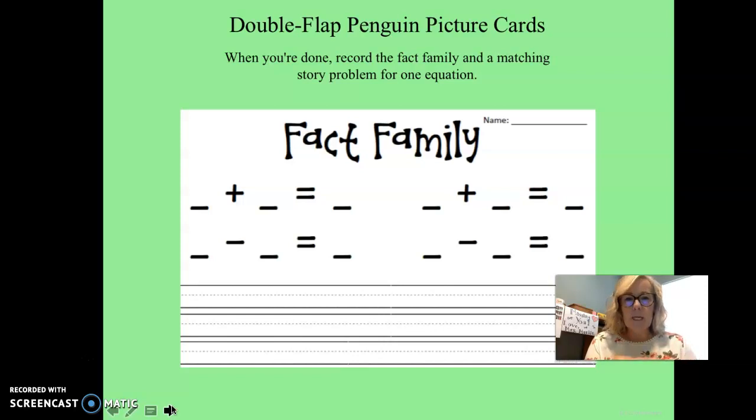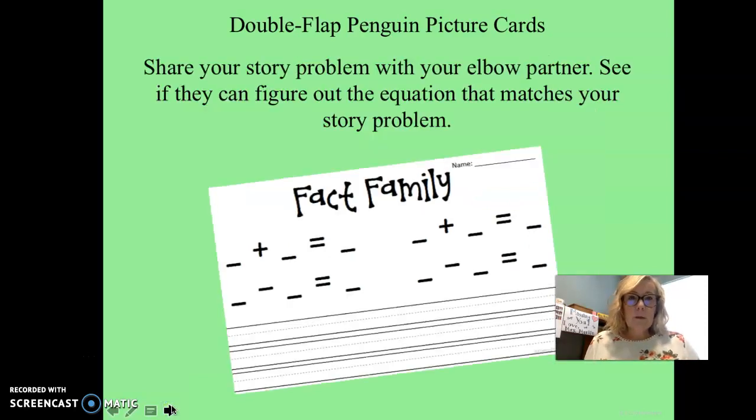So my fact family is 4 plus 7 equals 11. 7 plus 4 equals 11. 11 minus 4 equals 7. And 11 minus 7 equals 4. Okay, share your story problem and see if someone can figure out which equation matches your story problem.